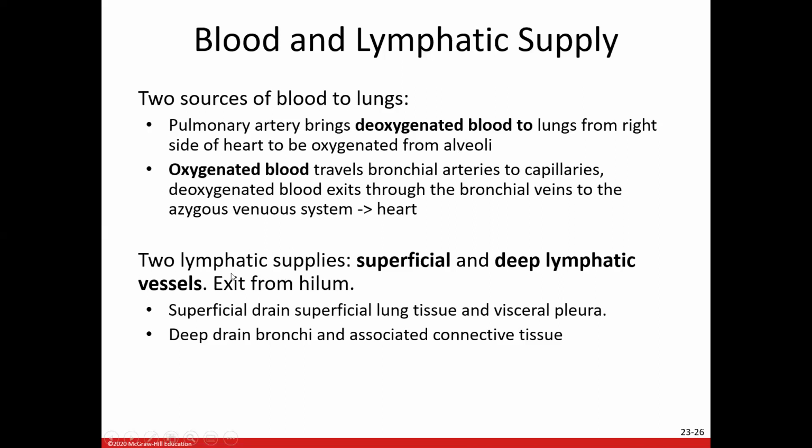Then, of course, we have your lymphatic supply. So remember, lymph is that sort of filter fluid that's being carried all throughout the body. It's a little simpler. You just have superficial lymphatic vessels, and then you have deep lymphatic vessels, both of which exit from that opening to the lungs, the hilum. So the superficial vessels drain more of the superficial lung tissue, and then your deep lymphatic vessels drain the bronchi and any sort of deeper connective tissue. So pretty straightforward. Superficial drains superficial, deep drains deep.